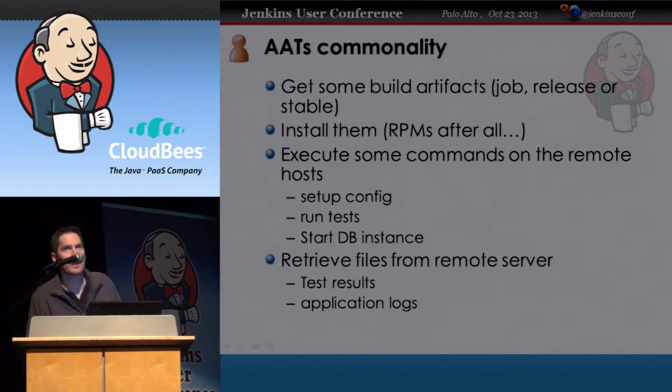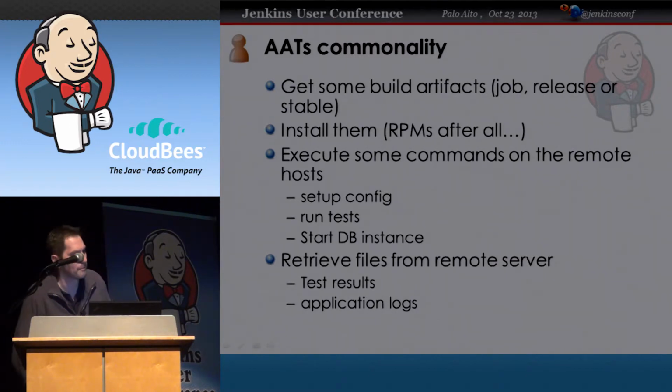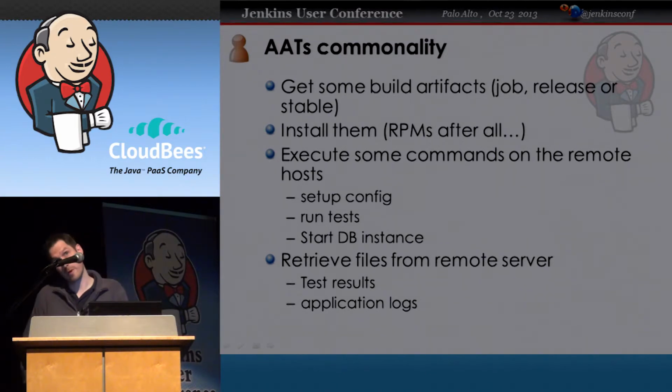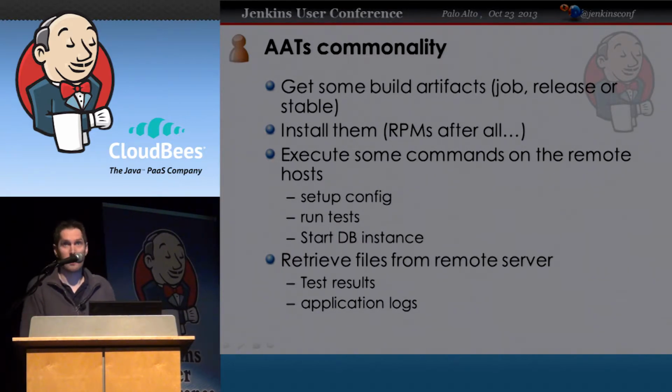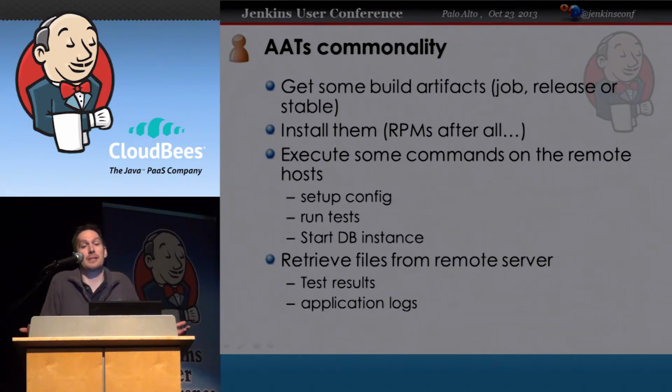As you see, we could just type SSH, root at whatever host, and then commands, but that is just tedious. We would want to set up config, run tests, start a database instance. We want to retrieve some files from the remote server at the end of the test. So that's test results, application logs. If you don't get the application logs and you have a failure, you've got whatever your failure is, which is generally a message wasn't received. How am I going to fix that? I don't know.